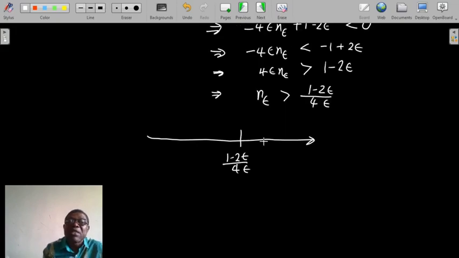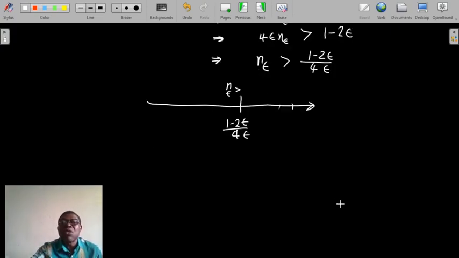So what we have with this is that any n epsilon that falls to the right of (1 minus 2 epsilon) over 4 epsilon will do the job, because this n epsilon is required to be greater than this. So any natural number that falls on this side will do the job. For people to appreciate what we are talking about, let us take a specific case. Here we require n epsilon to be greater than this entity, so n epsilon must fall somewhere here.